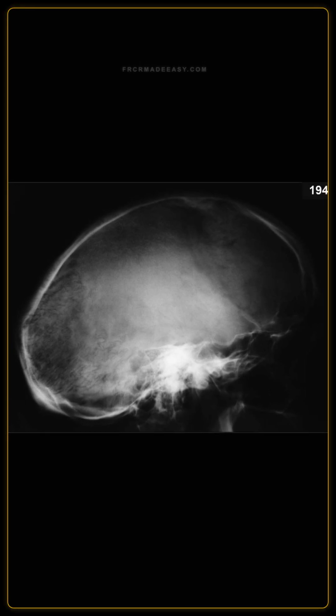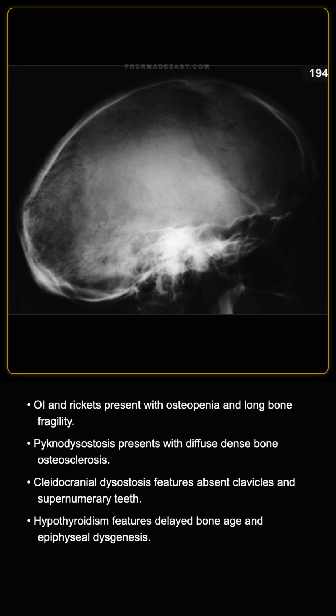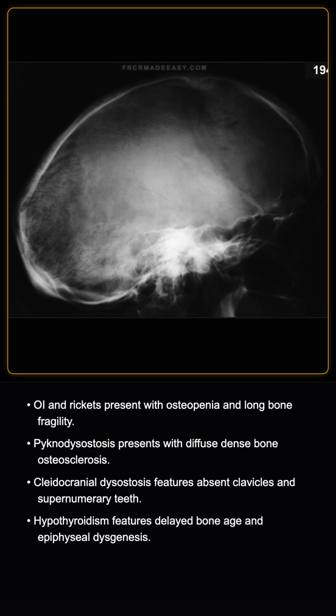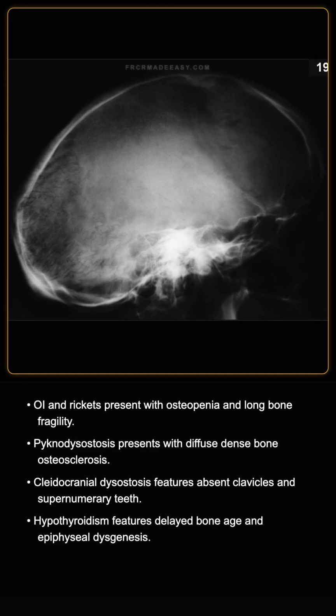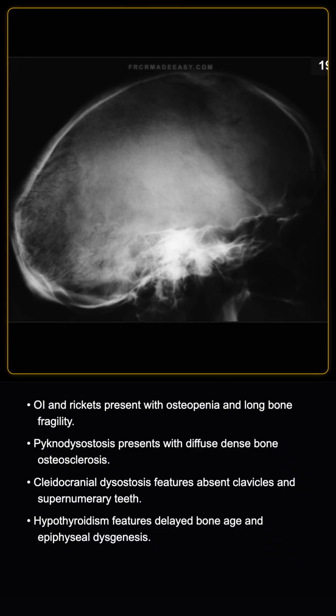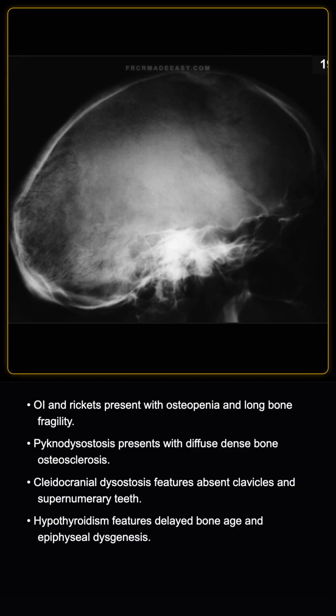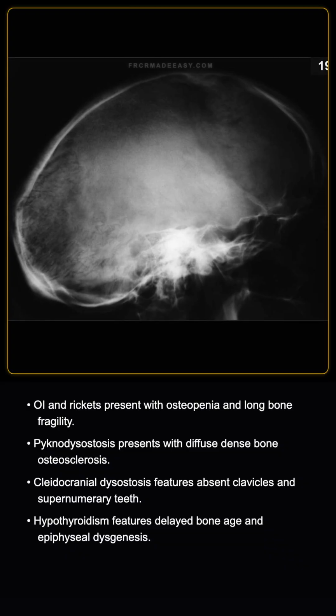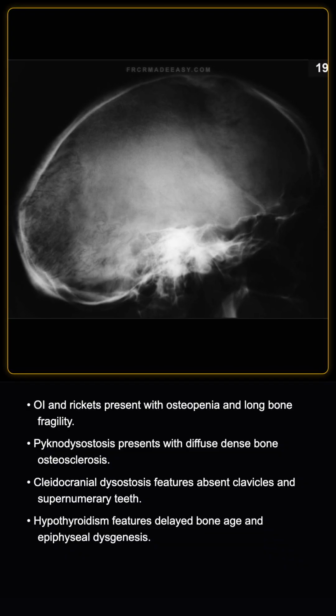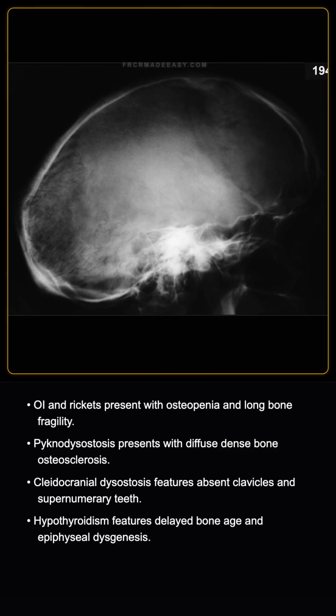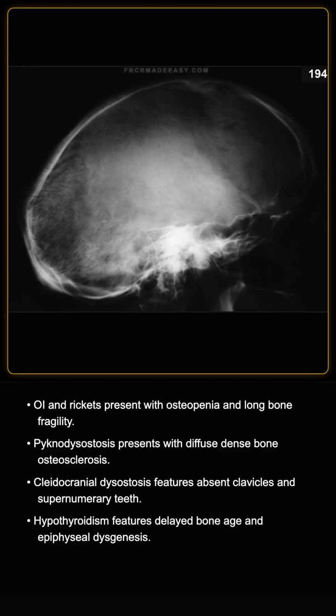How can other radiographic features help narrow down the differential diagnosis for Wormian bones? Specific calvarial and skeletal findings can help differentiate the etiologies. Osteogenesis imperfecta and healing rickets will show generalized osteopenia, with Osteogenesis imperfecta also exhibiting long bone bowing and multiple fractures. Pyknodysostosis will present with diffuse osteosclerosis of the skull and skeleton.